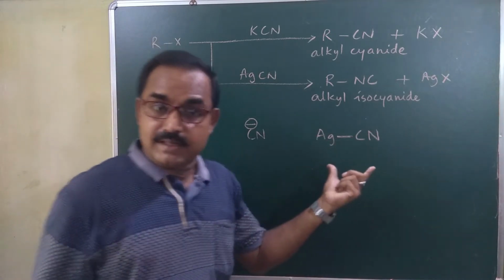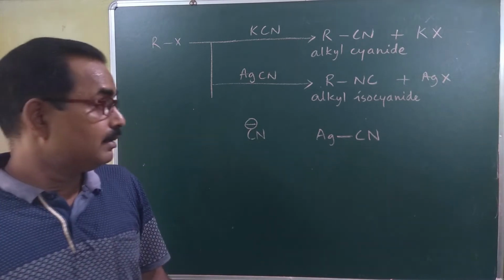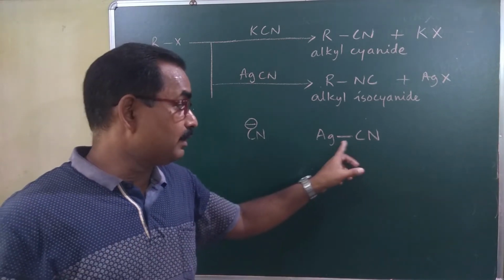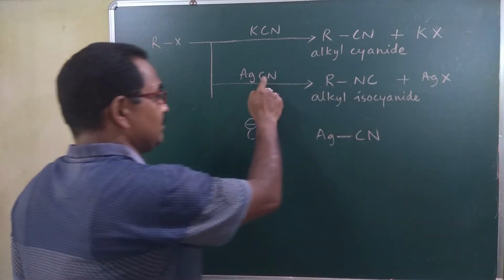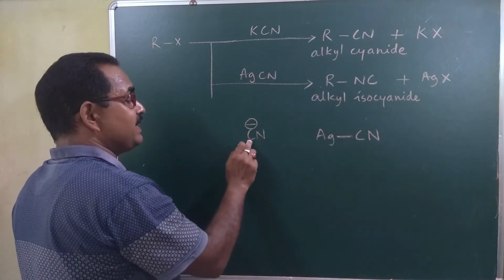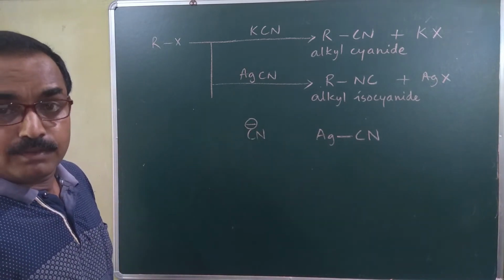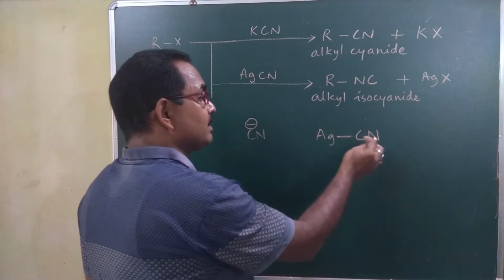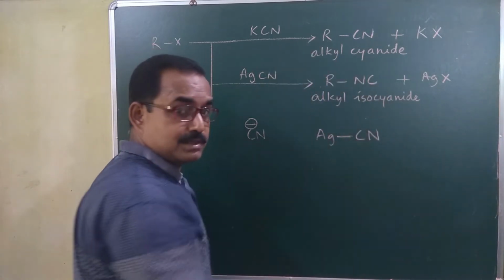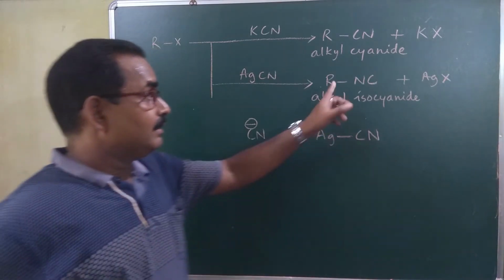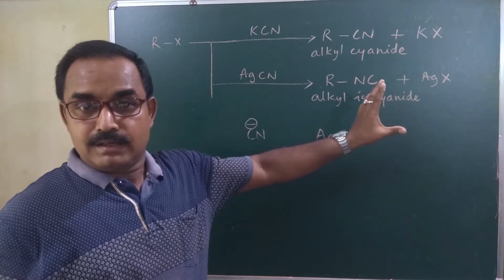In case of silver cyanide, since the bond between silver and carbon is not truly ionic, the bond does not undergo complete ionization. So, in this particular reaction, free cyanide ion cannot be produced as the attacking nucleophile. Therefore, instead of carbon, here the nitrogen atom attacks the substrate carbon, so that the resulting product is alkyl isocyanide.